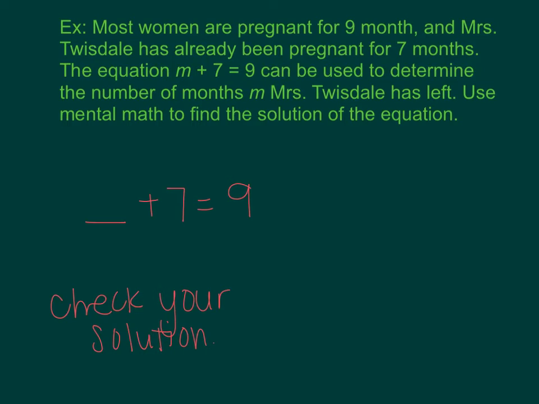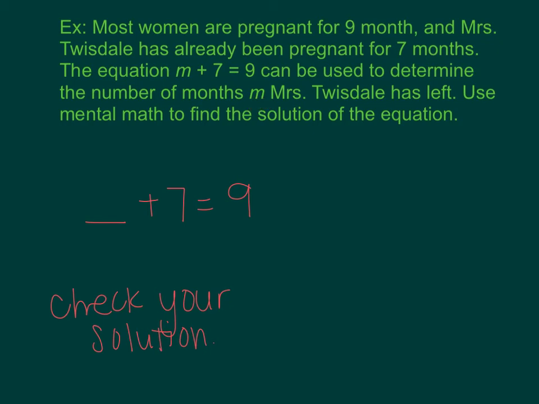Alright, you ready for a story problem? Here's the example. Most women are pregnant for 9 months, and Mrs. Twisdale has already been pregnant for 7 months. The equation m plus 7 equals 9 can be used to determine the number of months m Mrs. Twisdale has left. Use mental math to find the solution of the equation. So the solution of the equation is, what does m equal?